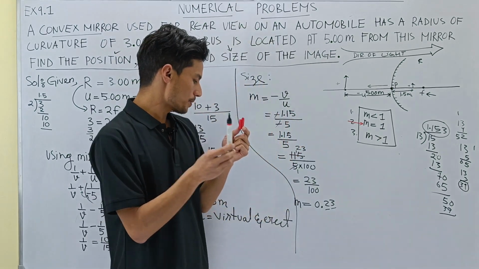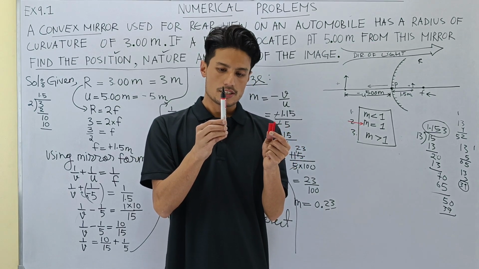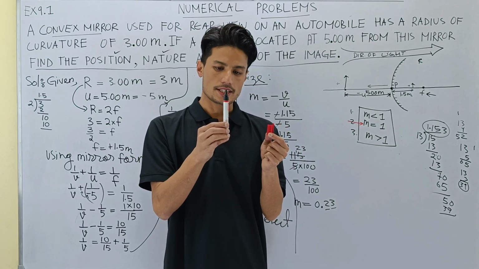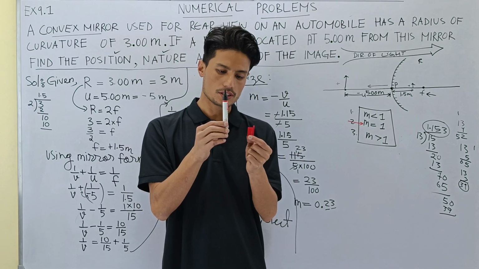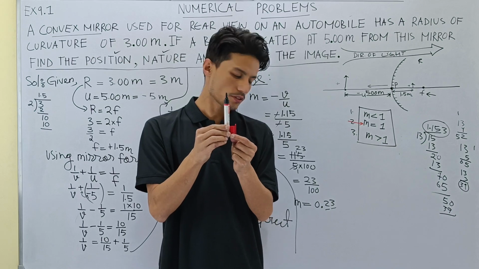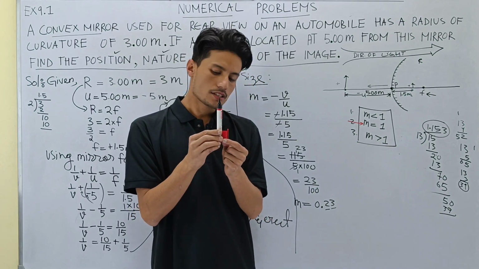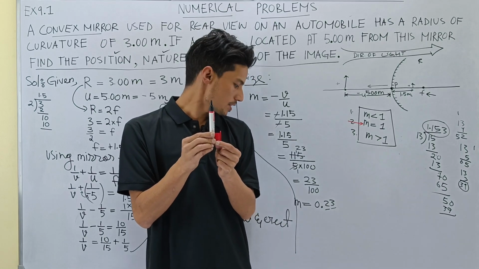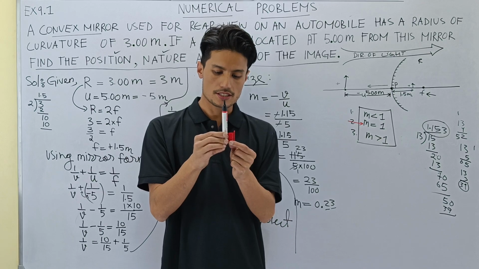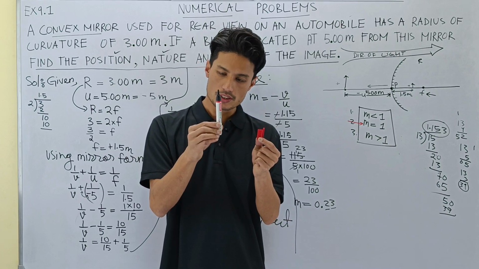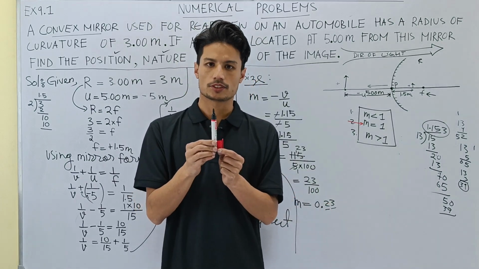So how to interpret this answer, m equal to 0.23? It is interpreted like this: the image is smaller than the object by a factor of 0.23. I repeat, how do we interpret this value? M equal to 0.23. We interpret this information like this, that the image is smaller than the object by a factor of 0.23.